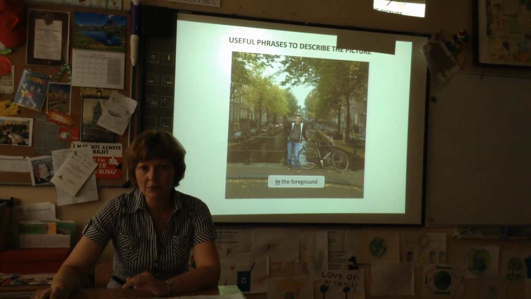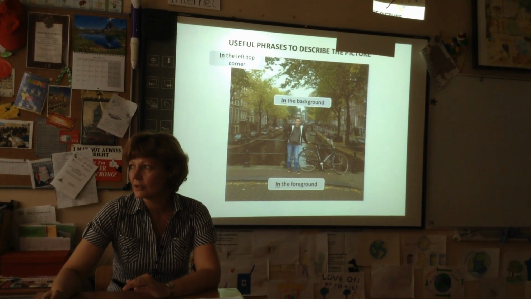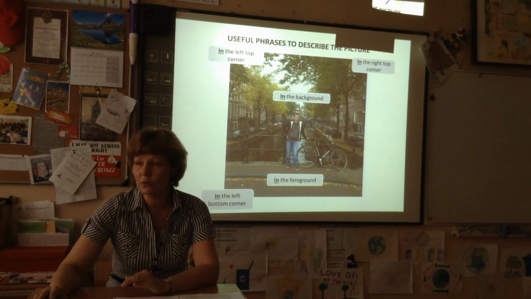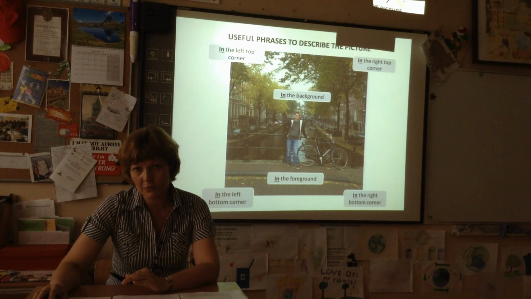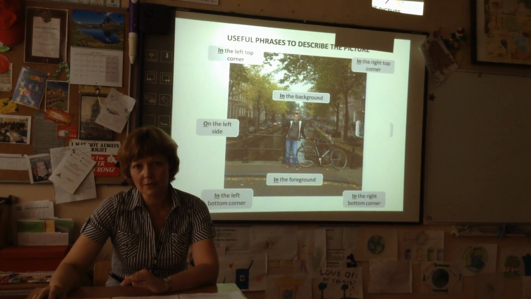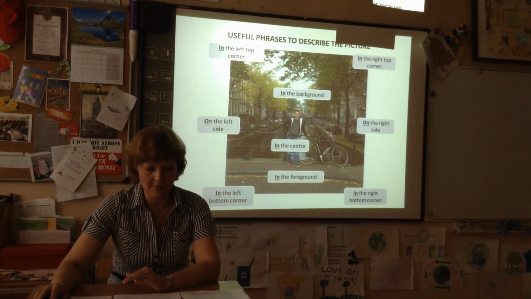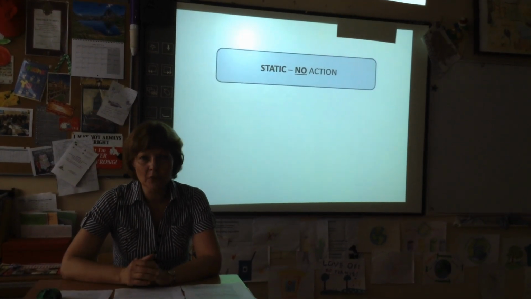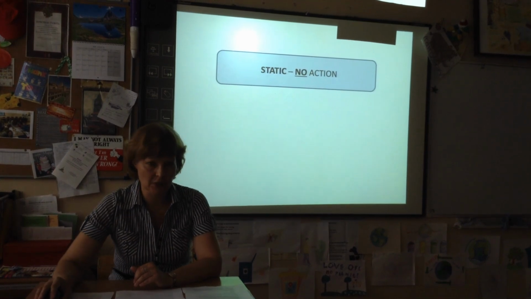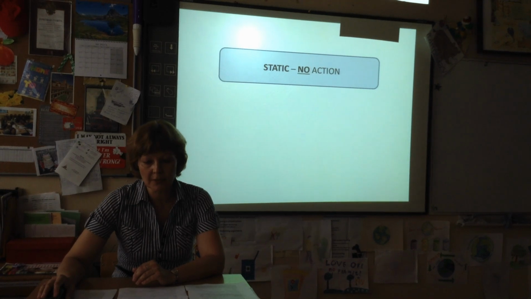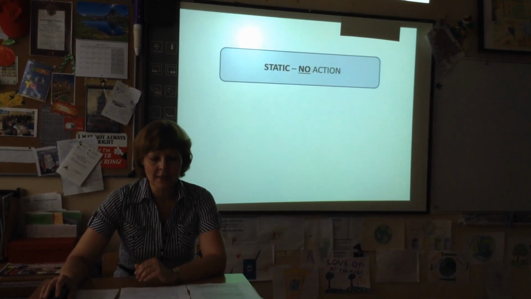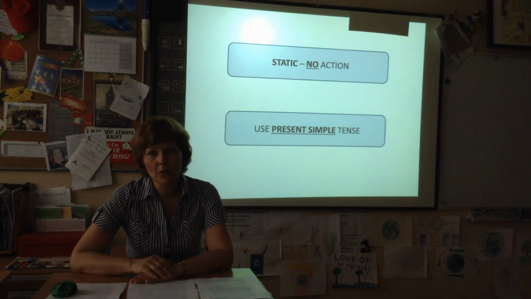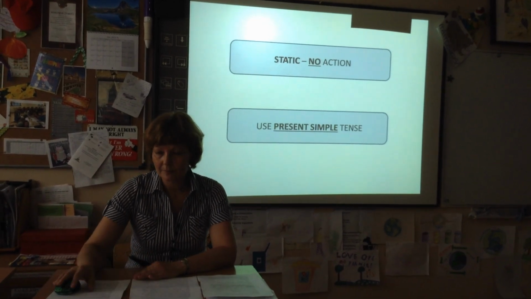In the foreground, in the background, in the left top corner, in the right top corner, in the bottom left corner, in the bottom right corner, on the left side, on the right side, in the center of the picture. I usually call this part of a story a static part because we are not talking about actions here. Therefore, the tense which we must use here is present simple tense. We use present continuous tense only to say what the people in the picture are wearing.